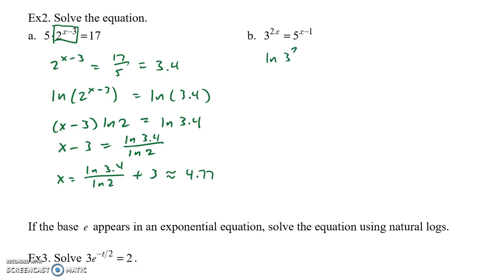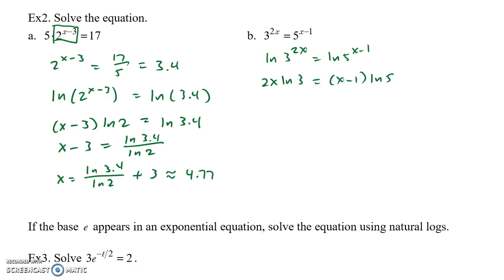Natural log of 3 to the 2x equals natural log of 5 to the x minus 1. Let's use the power rule now. Bring the 2x down and bring the x minus 1 down. You see how I put the x minus 1 in parentheses on the right hand side. So really the main use of logarithms here is to get the variable out of the exponent so that we can solve for it.